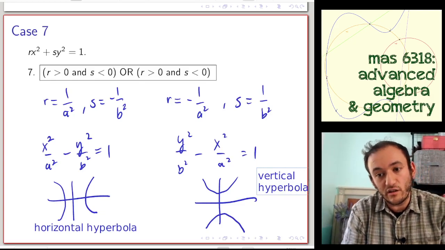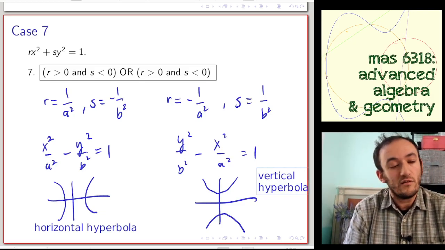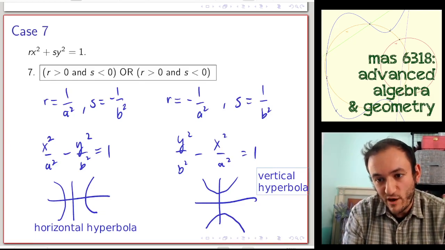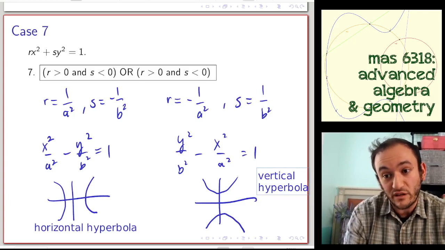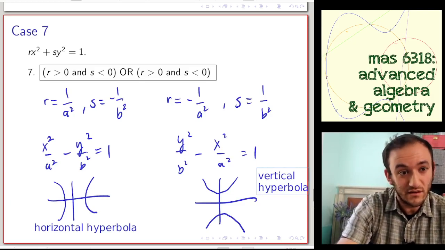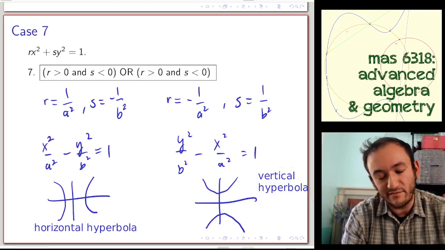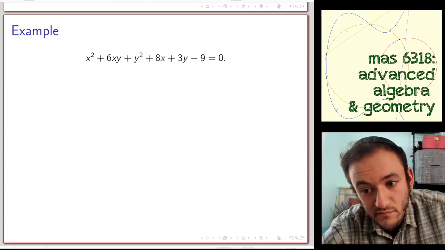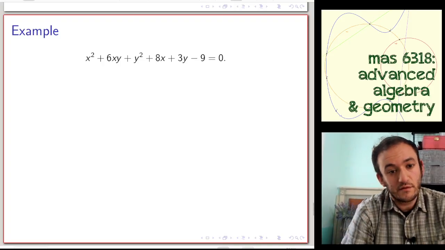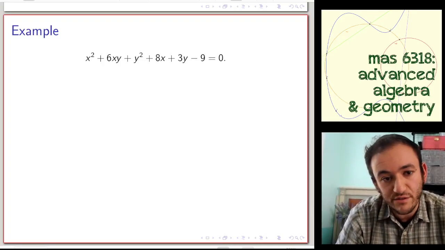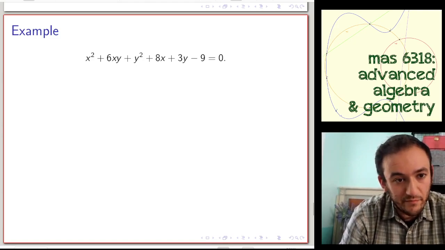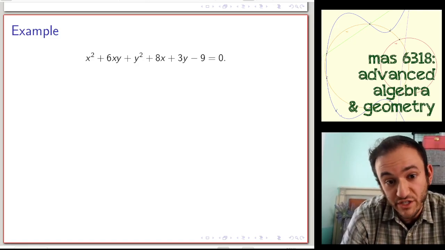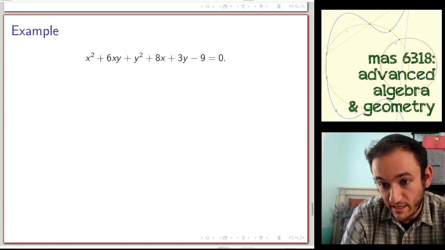Okay, so we've covered all of our cases, and we've seen that no matter what weird general quadratic equation we start with, we're going to end up with one of the conics or degenerate conics, or maybe a point or the empty set, depending on whether you consider those. Now we'll show how to put a general quadratic equation in standard form on an explicit example.